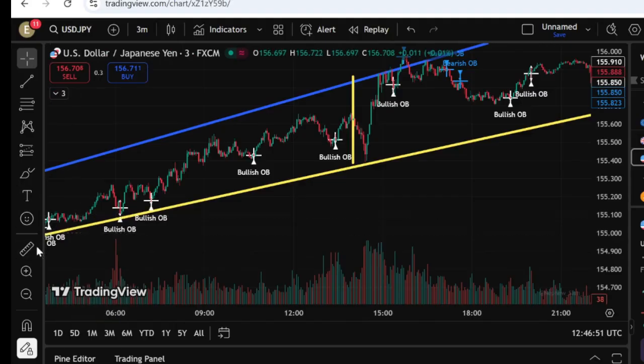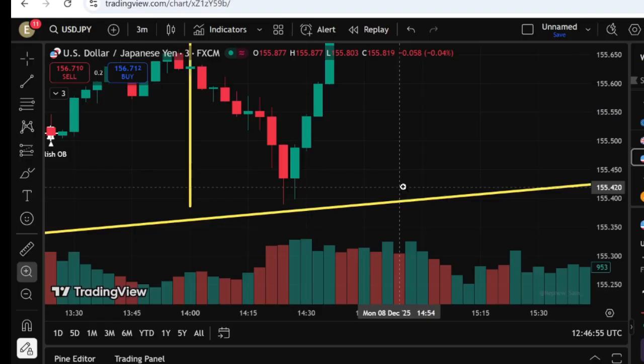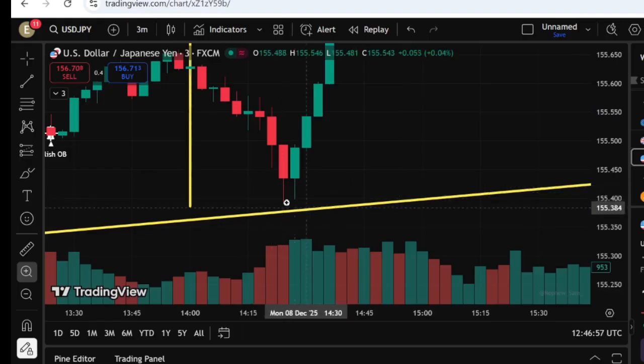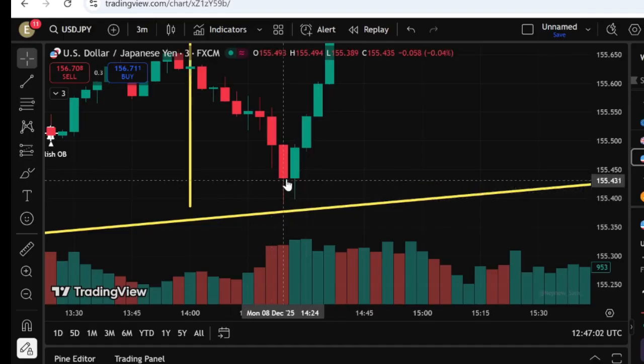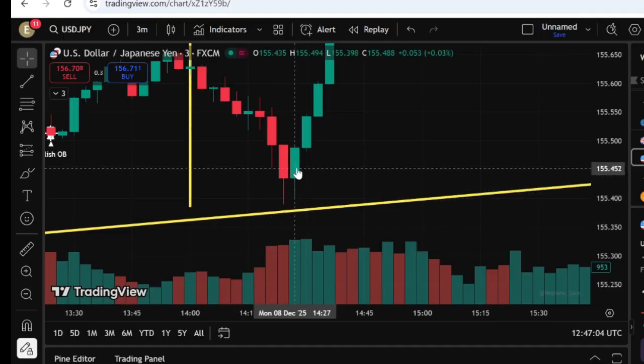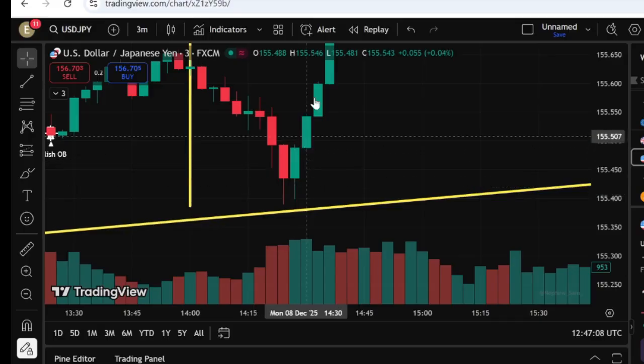So let's zoom this place in and see what actually happens here when the market gets to that place. You can see this rejection candle. See this rejection candle here. This market wanted to go down, but it was rejected. Then it pulls up with a bullish candle and pulls again.